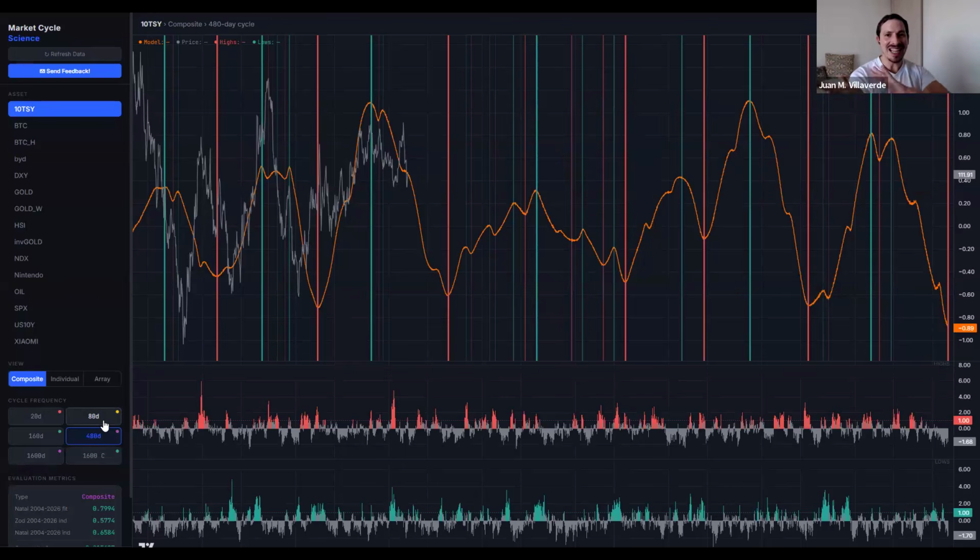This is going to be slightly different from the usual thing because, as you can see on my screen, I'm sharing the market cycle science tool. It used to be called the Astro Cycle Visualizer, but the AI came up with that. So if audio is good and video is good, let's just start.